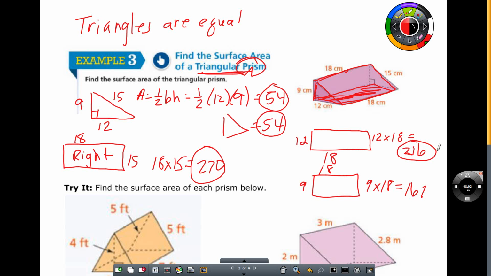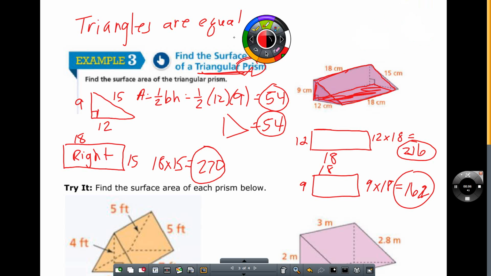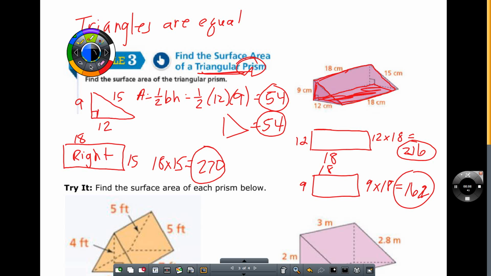So to find the surface area, all I'm going to do is add up those 5 numbers. There's only 5 sides now. So 54 plus 54 plus 270 plus 216 plus 162 gives us a total of 756 centimeters squared.